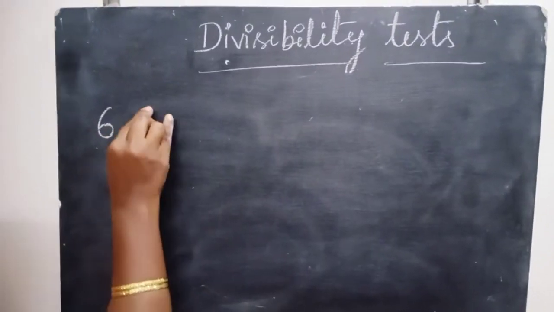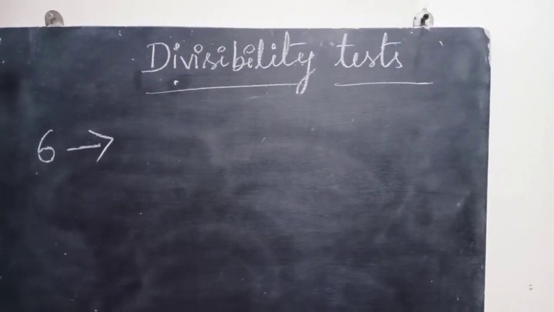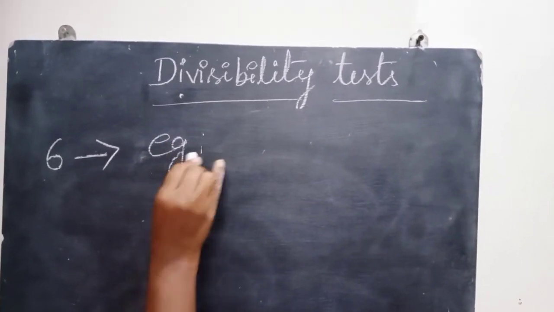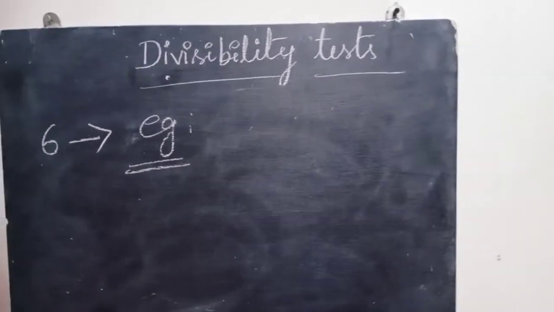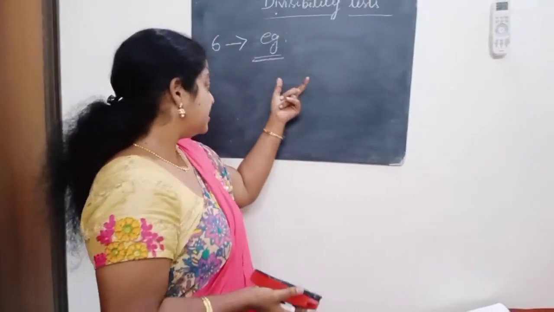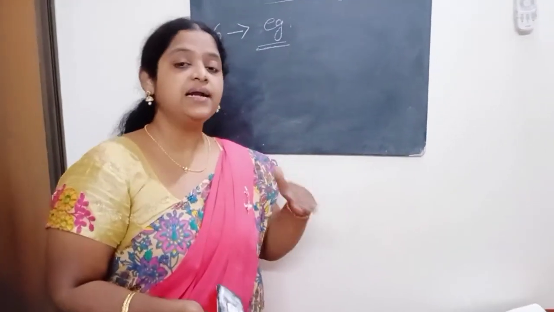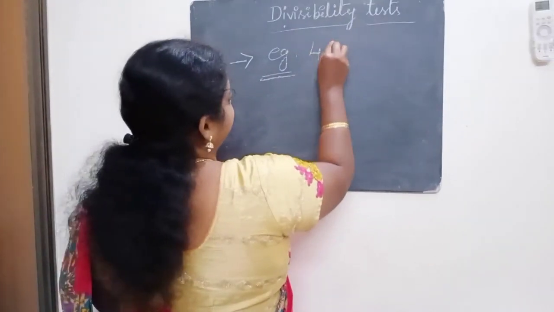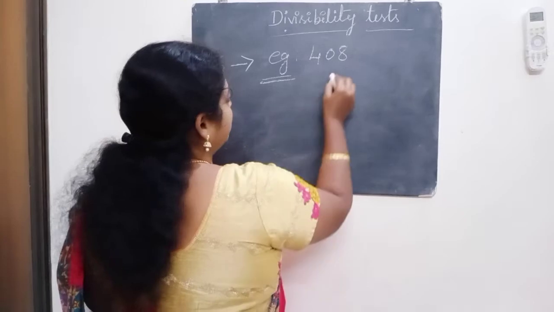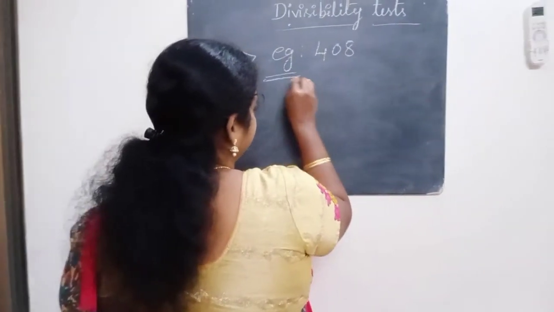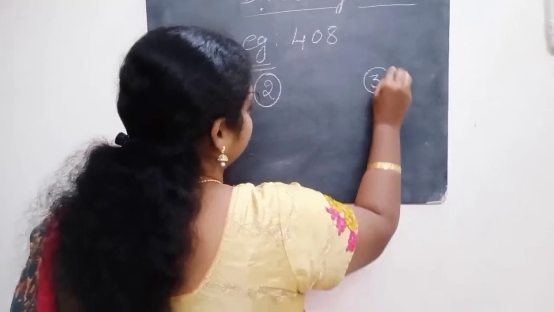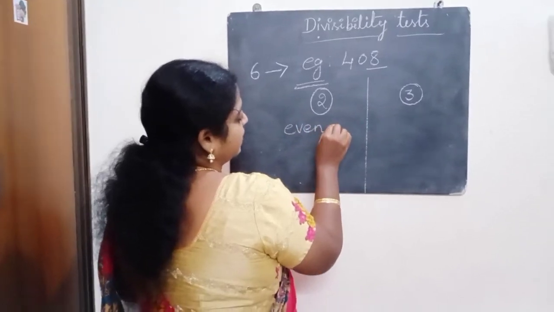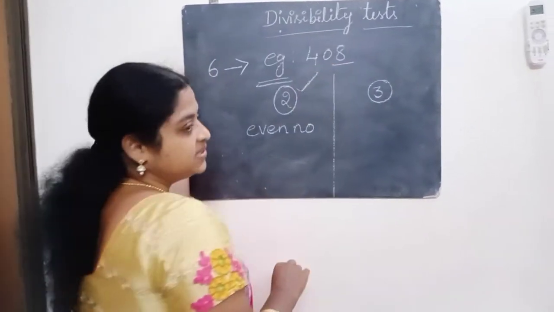Next, the sixth one. So what is the rule for 6? Here, the rule for 6 is that the given number should be divisible by 2 and 3, both. The given number should follow both rules. For example, I am taking 408. First you have to check rule 2 and rule 3. The last digit is an even number. So it is following the second rule.